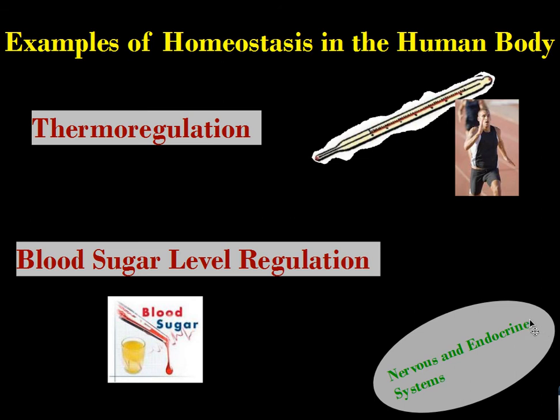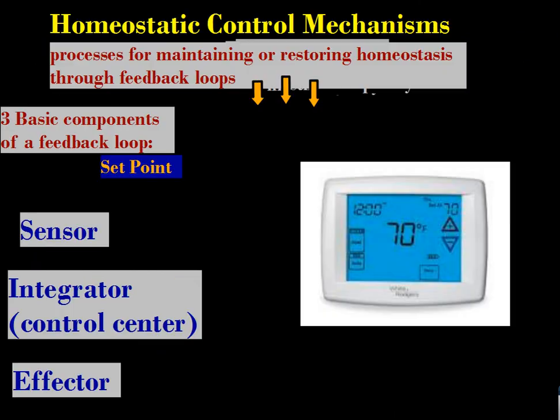Two body systems that are very important in homeostasis are the nervous system sending signals and the endocrine system, which will send hormones to help cause some of these responses to maintain homeostasis. If we cannot maintain homeostasis, then we could develop a disease state or even possibly death if the homeostatic control was far enough out of its set point.